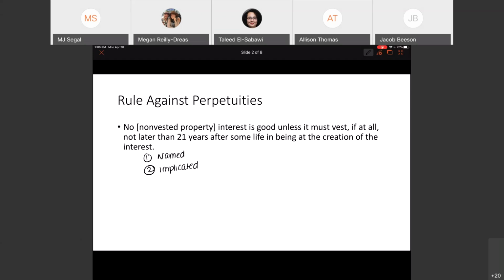The first part is pretty easy. You just go through and everybody that is named, including the transferor, is going to be one of the named people, right? So if we have A to B for life, then to B's children, then we know named is going to be A, B, and that's it. Right? Those are the only ones named. Implicated.